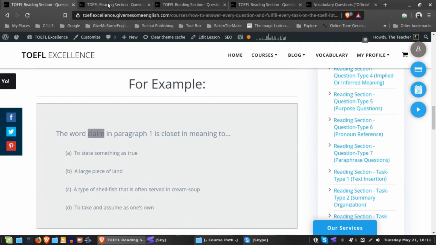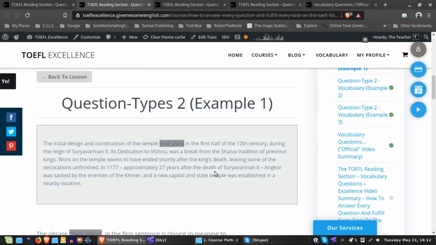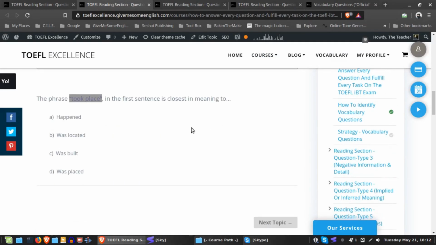So let's take a look at some of the examples that we have in the course here. Okay, so here's the first example that we have. The phrase took place in the first sentence is closest in meaning to. Okay, well here we don't have a single word, but we have the phrase took place. So if you're at the level of taking the TOEFL exam, you should probably already know the meaning of this phrase. But let's just pretend for the sake of this description that you don't. Now, the word took is the past tense of the verb to take something. And place is usually referring to a location.